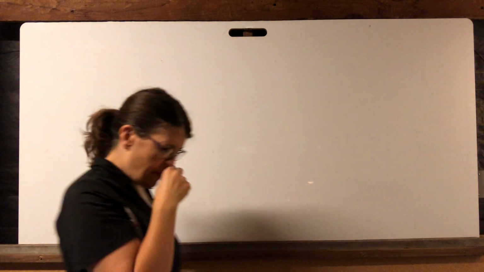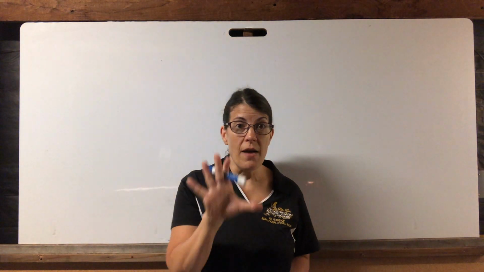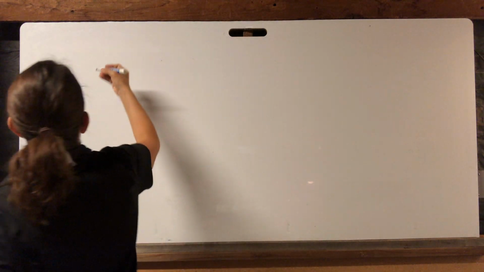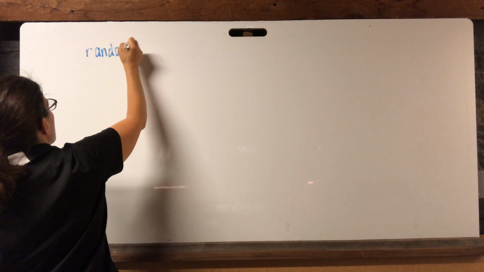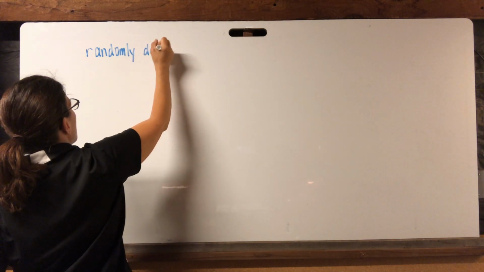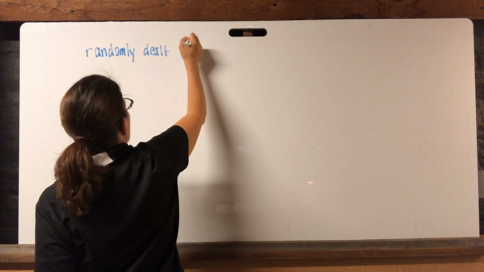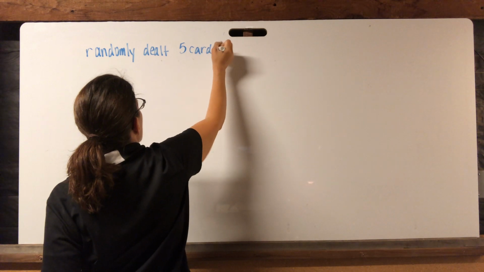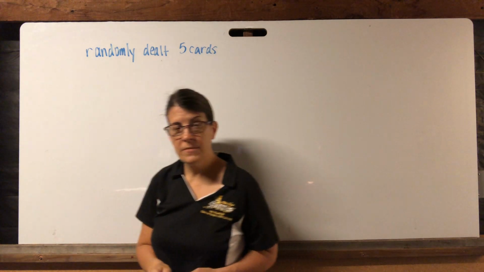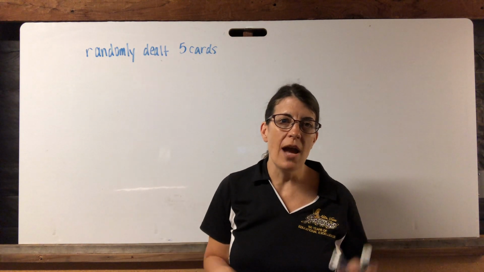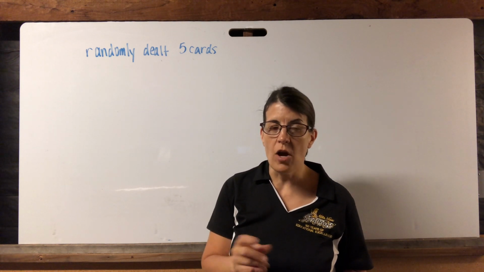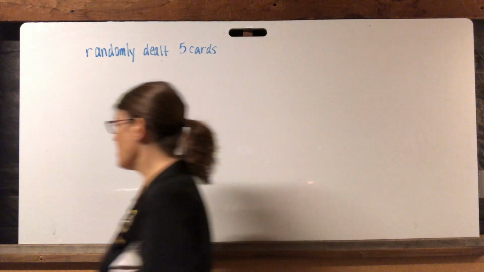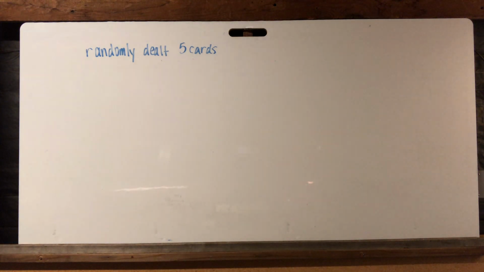Most card games are 5 cards. You are randomly dealt 5 cards. So first, let's just figure out how many different ways can you get 5 cards. Let's just start there. So how many cards are in the deck? That's right, 52.